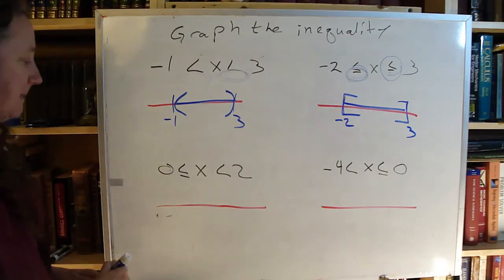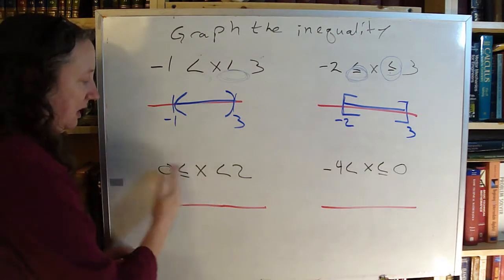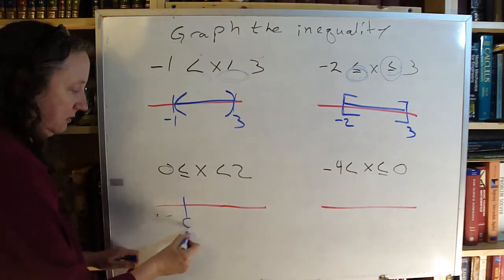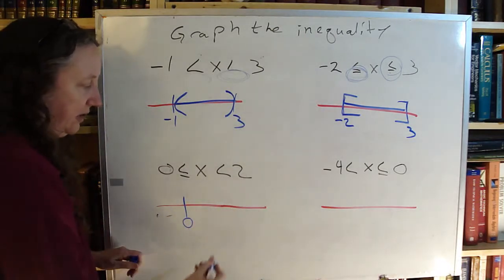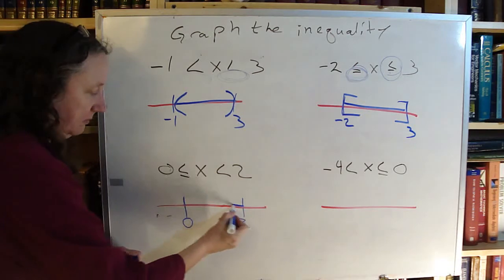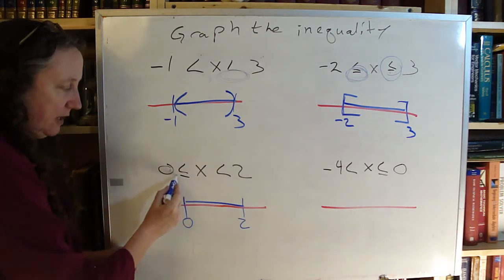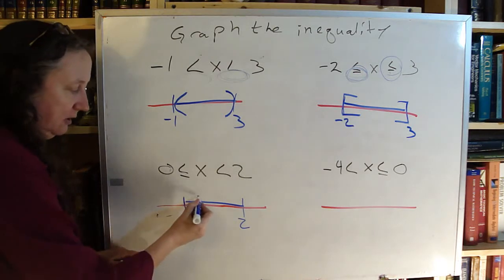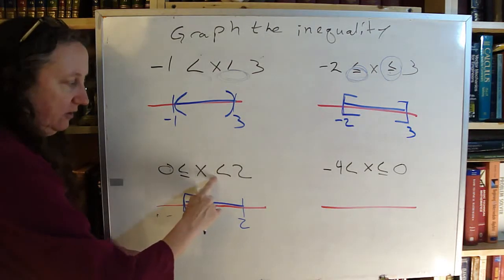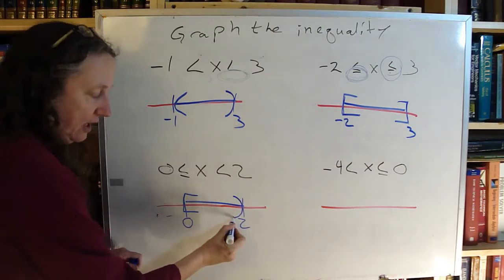Going down to here, I see the x in the middle. I see a 0 on this side. I find my 0. I see 2 on that side. I find my 2. X is in between them. This side equals. It has that little extra equal to symbol on there, so that gets squared off. This side does not have the equal to symbol on it, so that side is rounded.